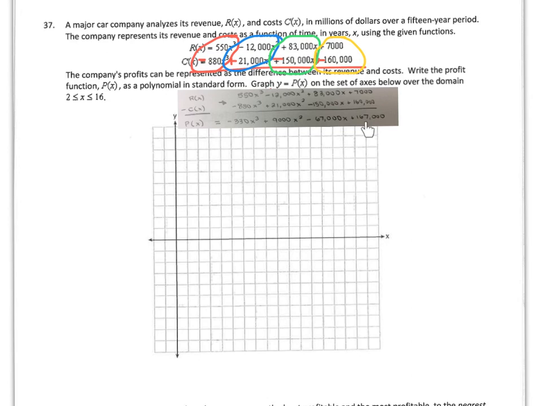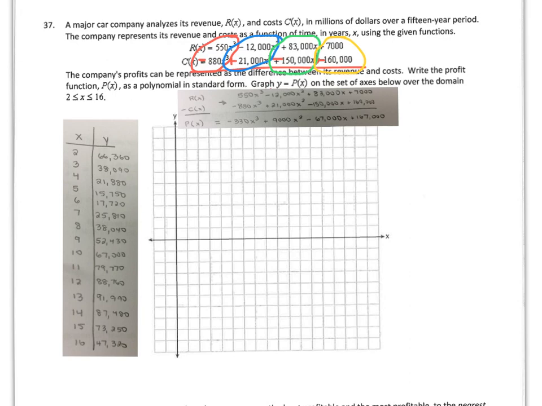Okay, so this is the profit function P of x, and now what they want us to do is graph it on the set of axes below, over this domain. So what we're going to do is go to y equals in our calculator and plug in this function, and then look at the table of values and graph it for every point between and including 2 all the way up to 16.